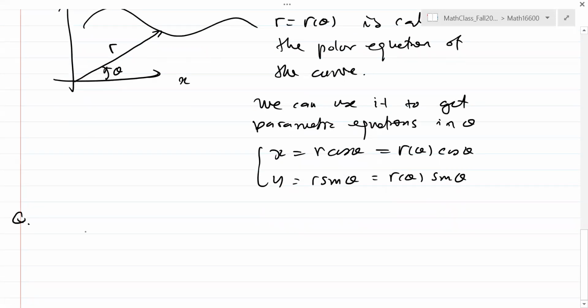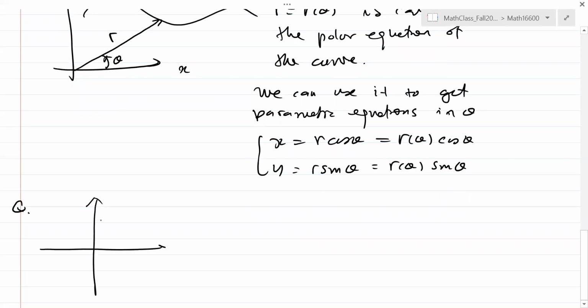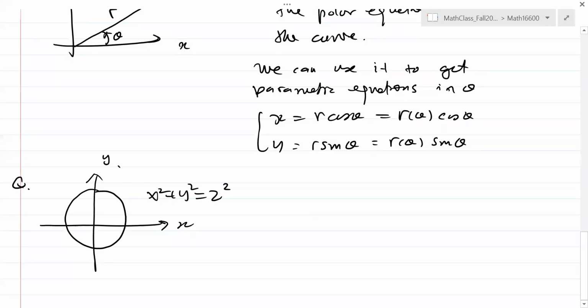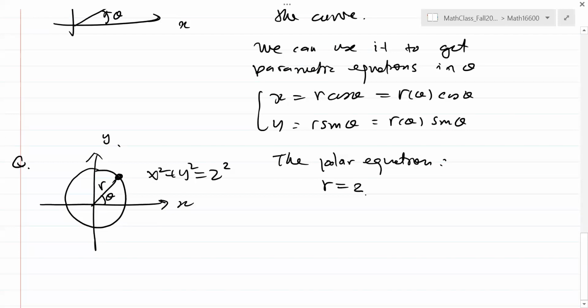Okay. So let's take a look at an example. The circle with radius 2 is described by this equation. I'm going to describe the circle using polar equations. The polar equation is very simple in this case. Why? Because for every theta, this point r is always equal to 2. So the polar equation for this circle is just r equals 2. Very simple. No restriction on theta. And that's it. So r is always equal to 2 on the circle.